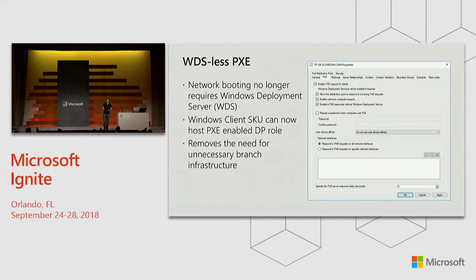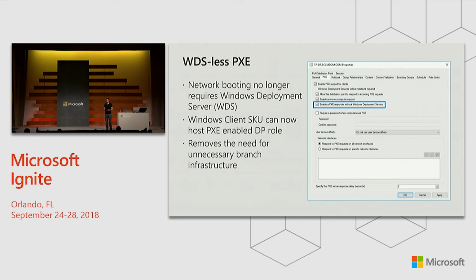And they often leverage Windows client SKUs as kind of quasi-distribution points in those locations. We've always supported those client SKUs as distribution points, but starting in 1806, we have WDS-less PXE available on those client SKUs. So it removes the need for unnecessary branch infrastructure. It's very straightforward to enable.